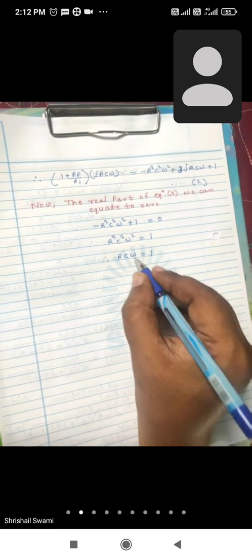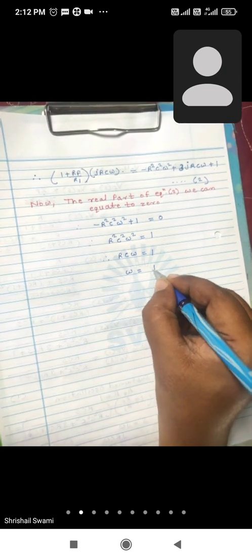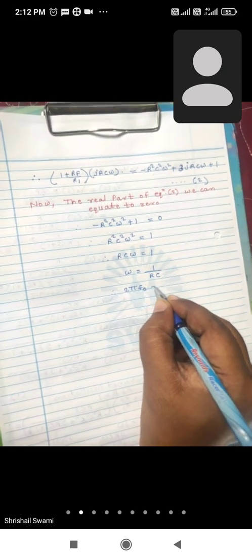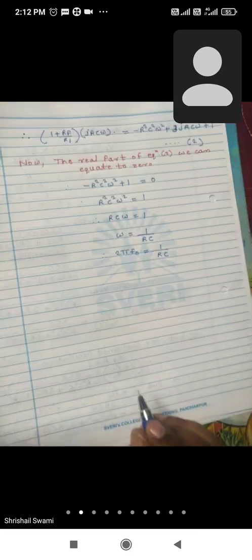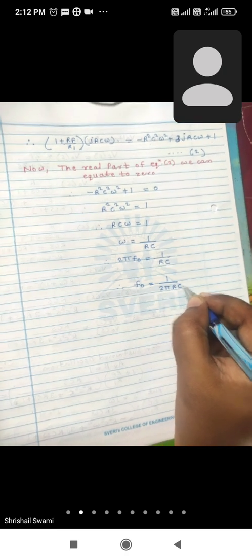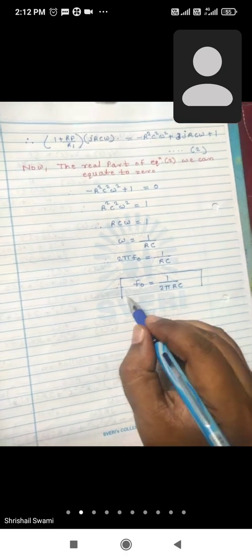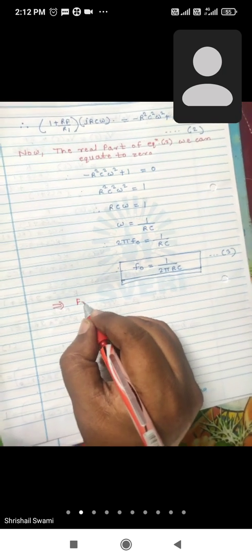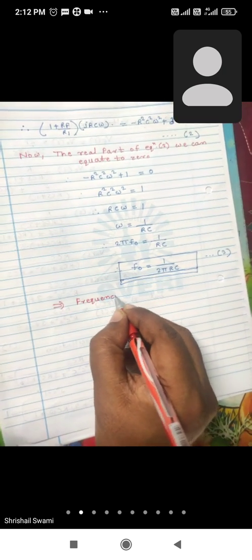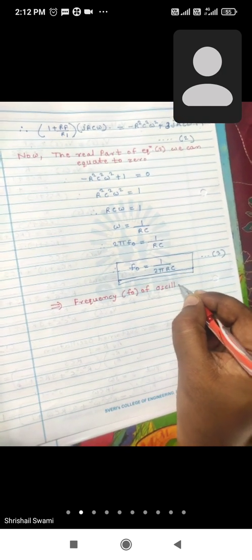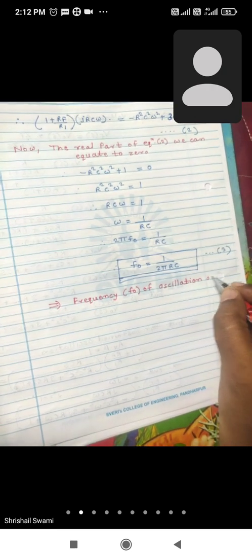Okay, so what will become here? Omega you can keep as it is, 1 upon RC. So omega means what, 2 pi f0 is 1 upon RC. So f0 is what, f0 is equal to 1 upon 2 pi RC. So we got the expression of frequency of oscillation. So this is the equation number 3. So this is called as what, frequency f0 of oscillation of Wien bridge oscillator.